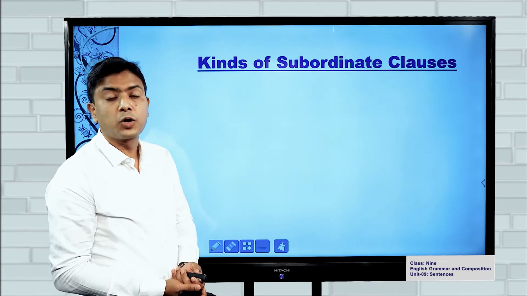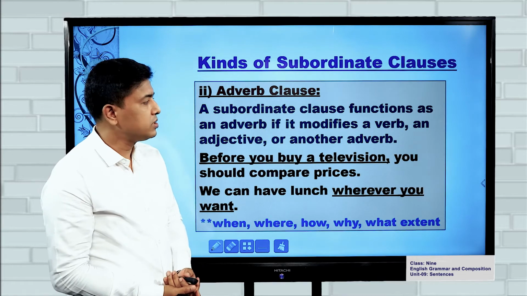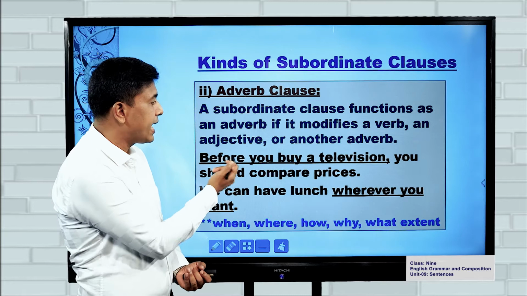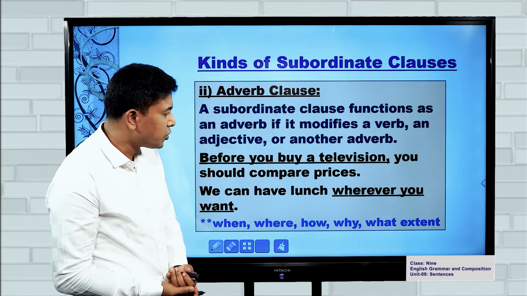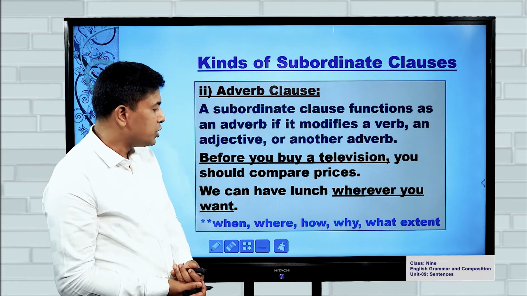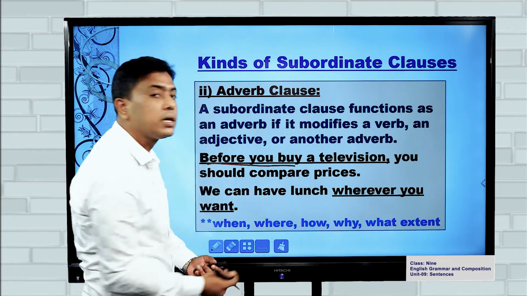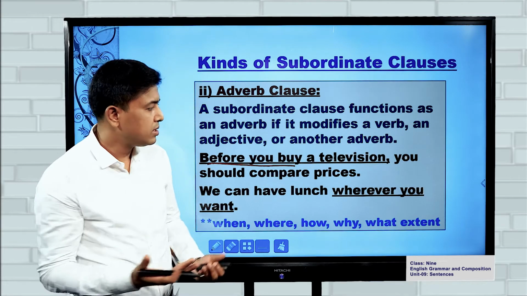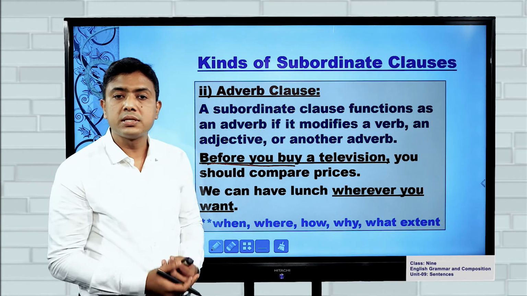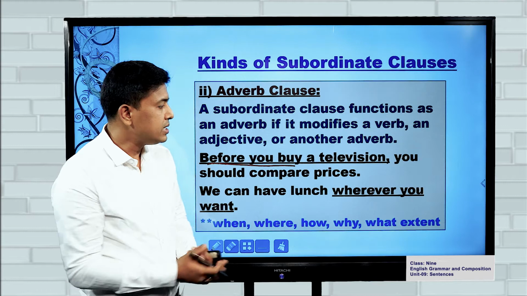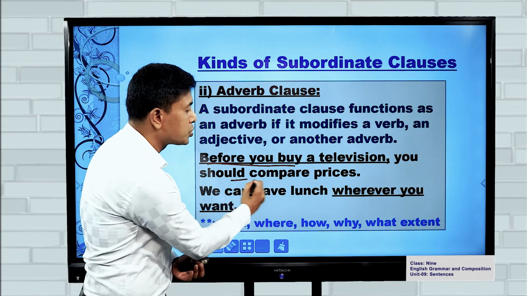Next one, adverb clause. A subordinate clause functions as an adverb if it modifies a verb, an adjective, or another adverb. If you look at this example, before you buy a television, you should compare prices. Here, this underlined part is talking about a time. When do you compare price? Before you buy a television. Since it is indicating time, it is in fact an adverb clause, which is modifying the verb you should compare.